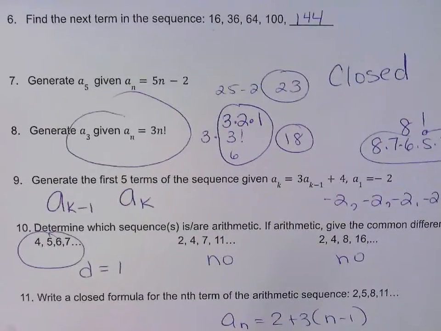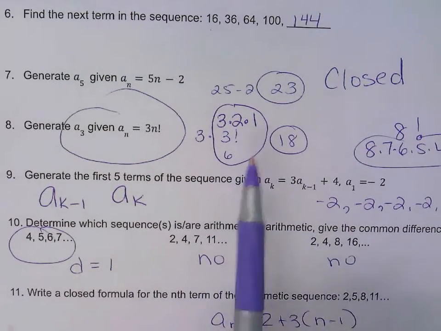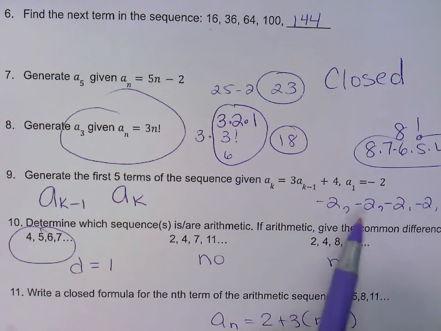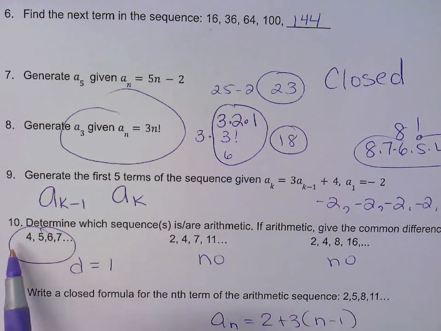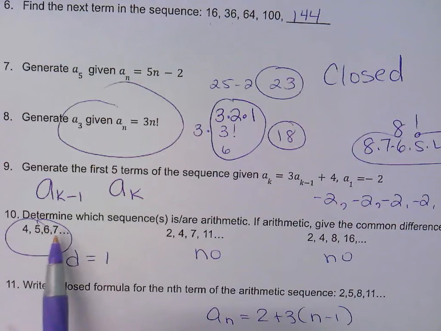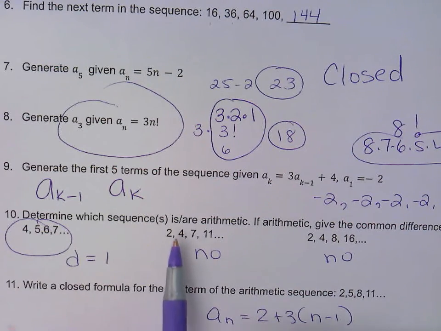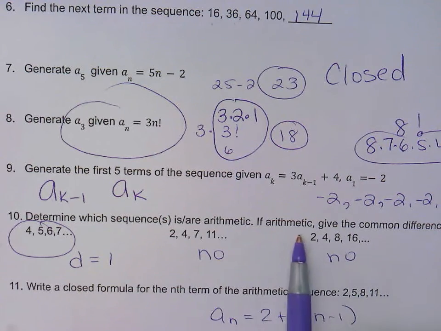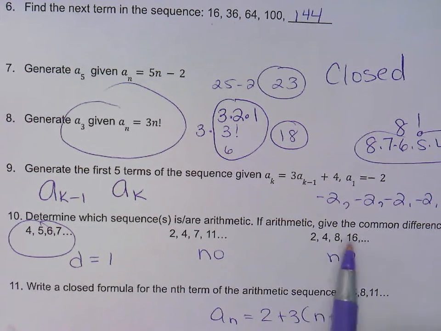Arithmetic means that it's a linear relationship. There's a common difference, just like there's a common slope for linear functions. See how I'm adding 1 each time? So that is arithmetic. It has a common difference of adding 1 each time. This one didn't work, adding 2, adding 3, adding 4. This one didn't work, multiplying by 2, multiplying by 2. This is geometric. We're going to talk about this one tomorrow.